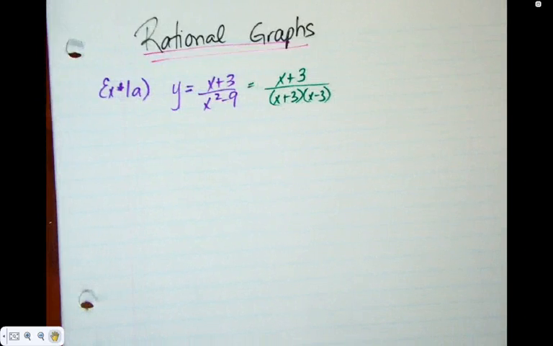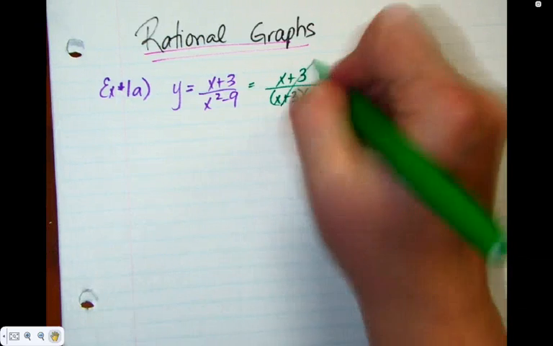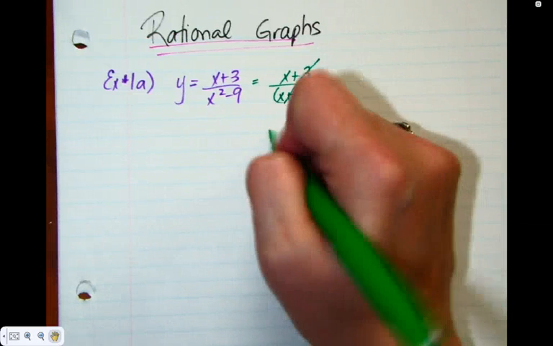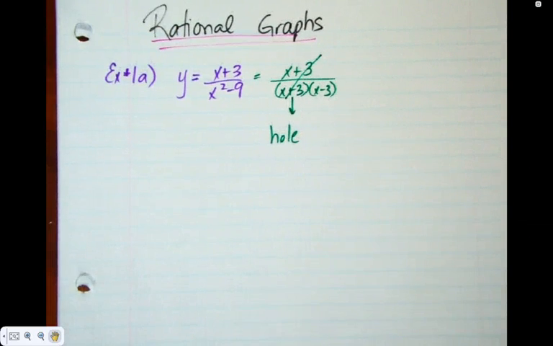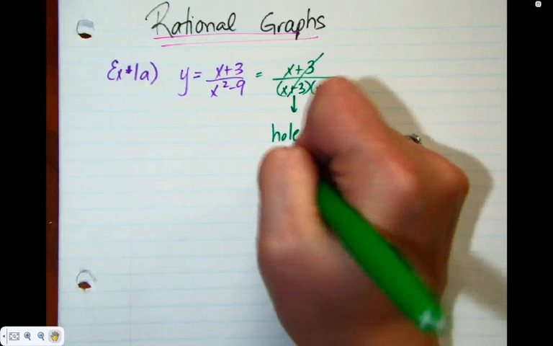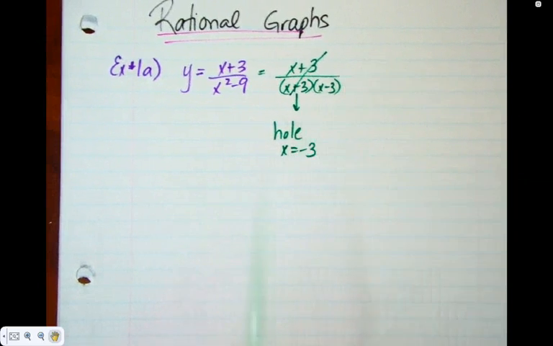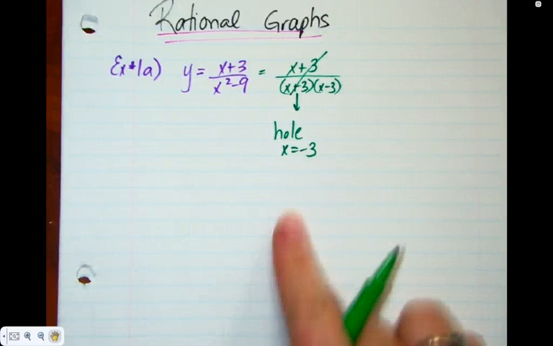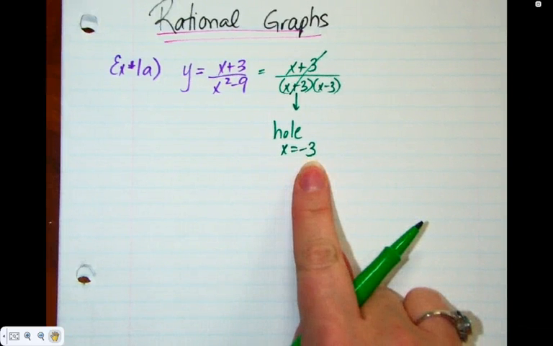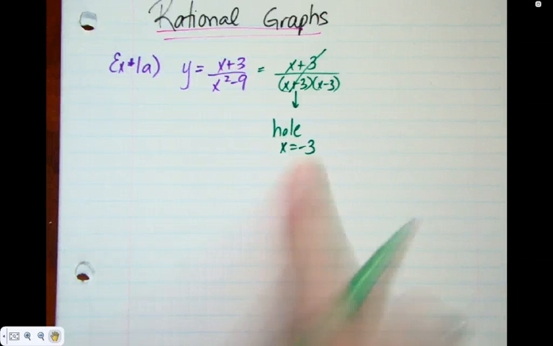What happens with the x plus 3? It cancels. What that tells you is there is a hole at x equals -3. Is everyone okay where the -3 came from? So x plus 3 equals 0, solve for x.